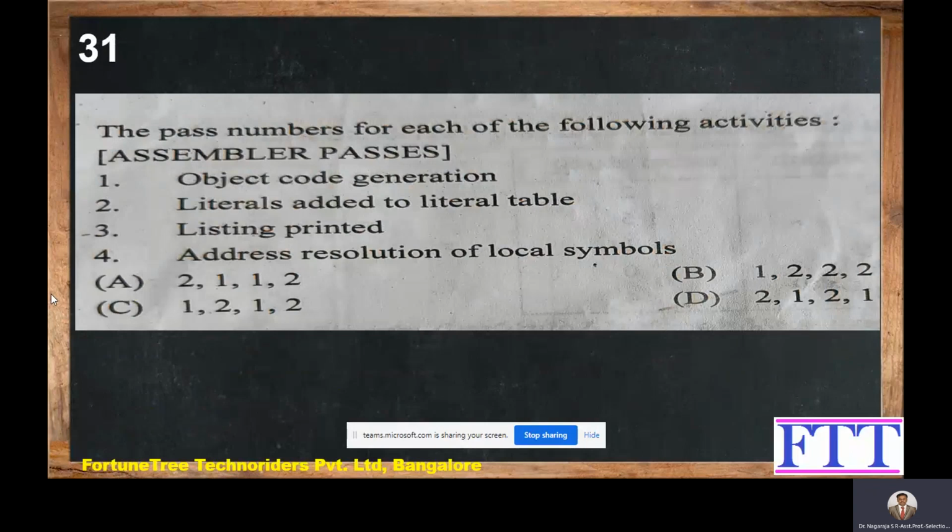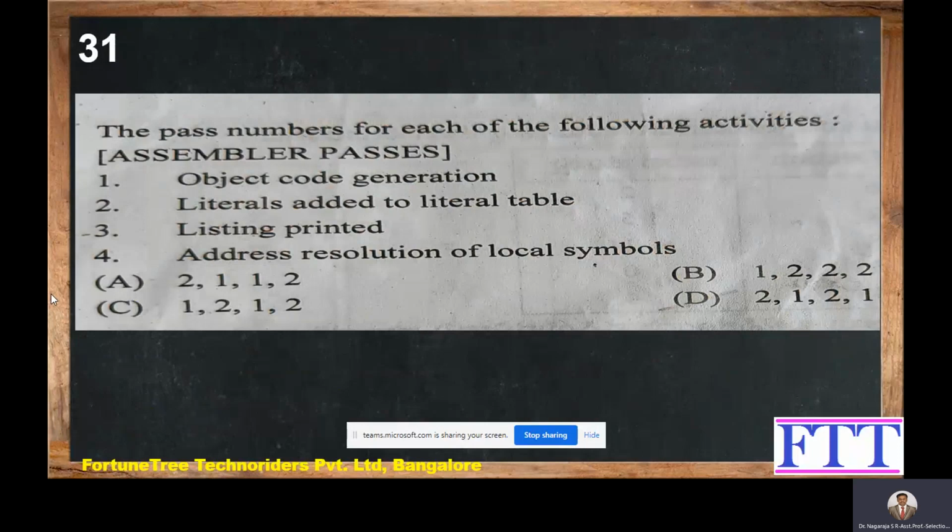So 31. Here, pass numbers for each of the following activities. It's related to assembler passes. First one, object code generation. Second one, literals added to literals table. Third one, listing printed. Fourth one, address resolution of local symbols.